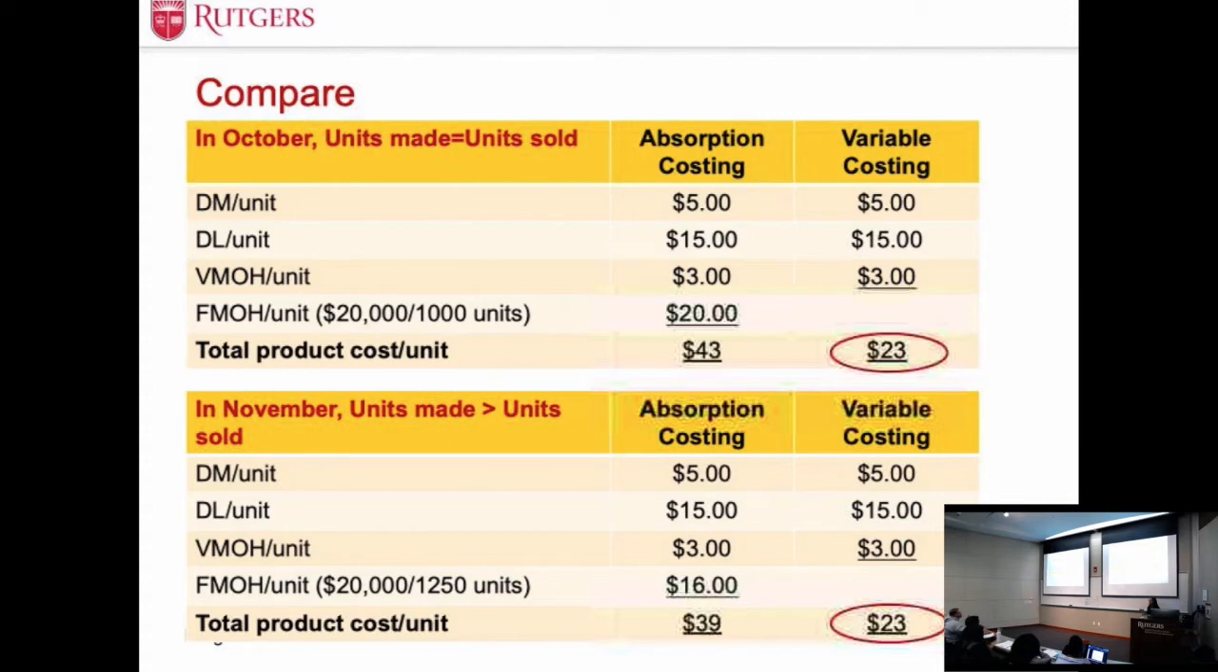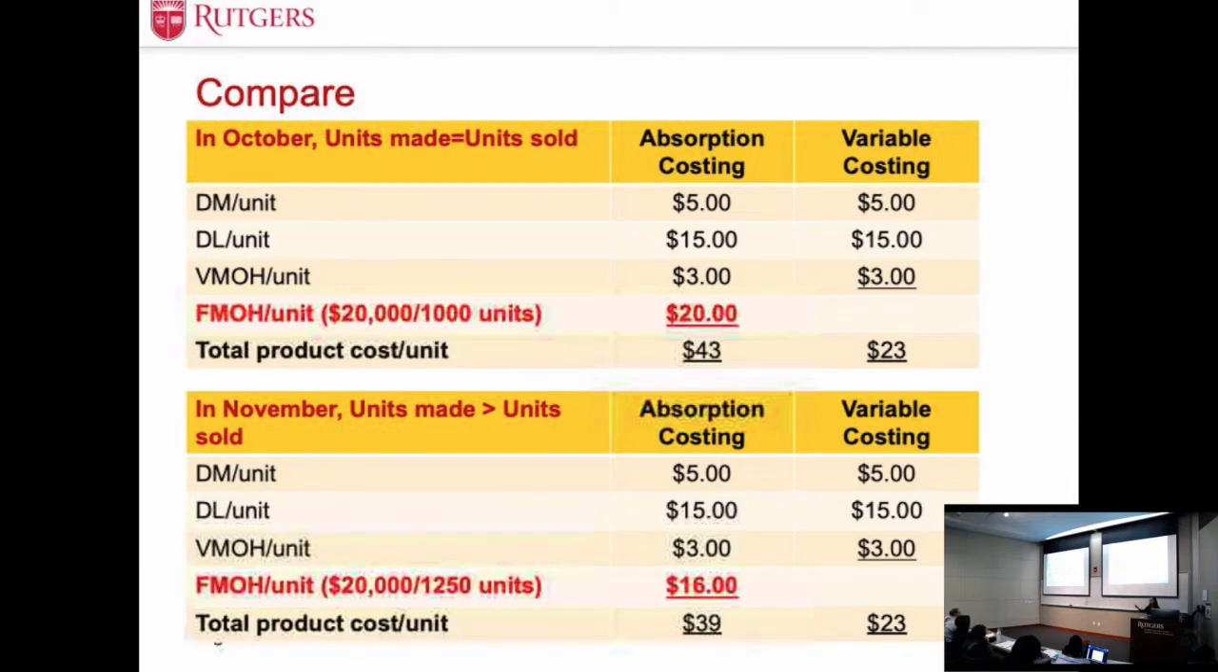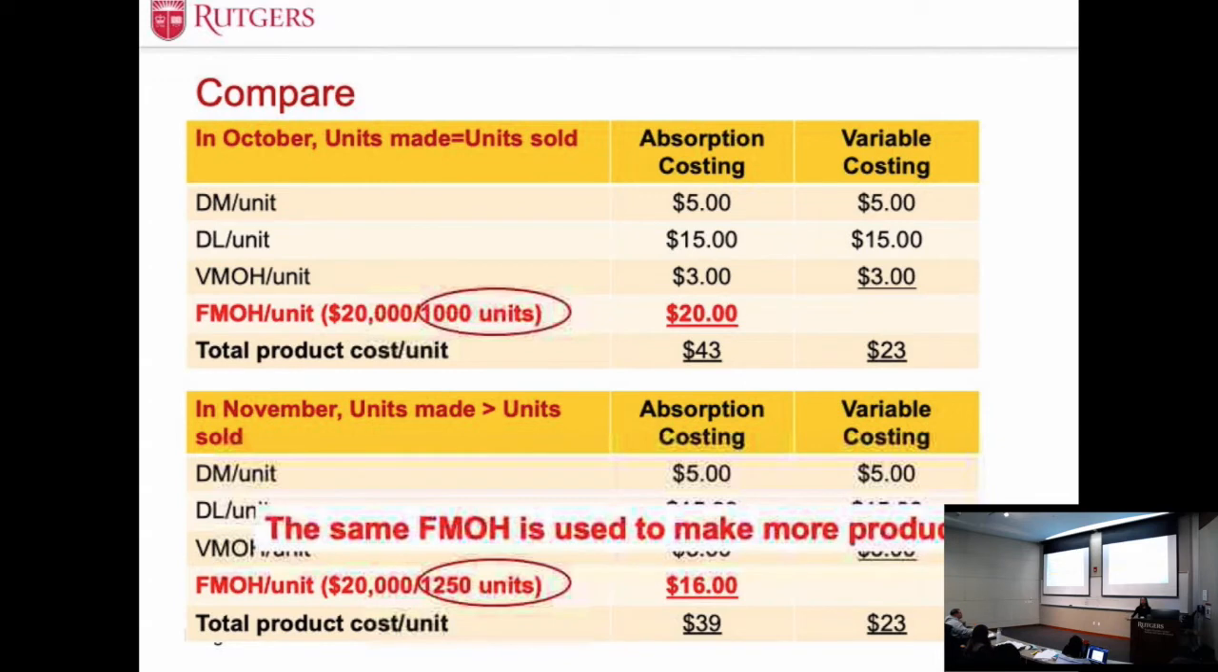Yes, David. You made more units, so you divided it. Yes, we made more units, right? So here we are dividing the total fixed overhead by a larger number. So it means that the same amount of fixed overhead is allocated to more products that we made, right? So the unit fixed overhead is lower in November, right? So that makes the unit production cost lower in November. So that's the reason behind it.